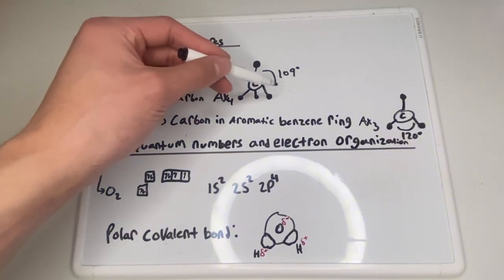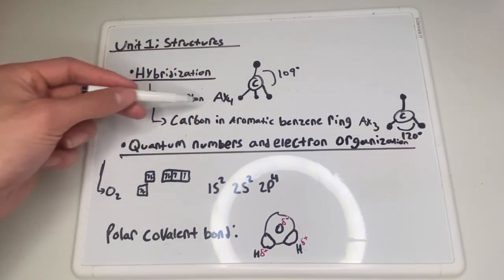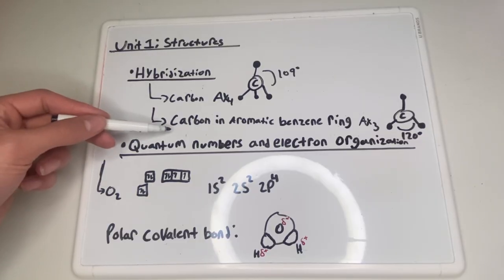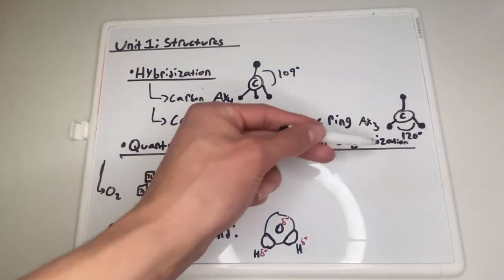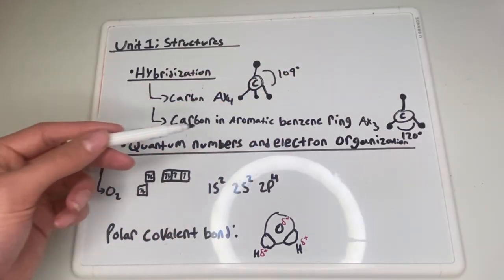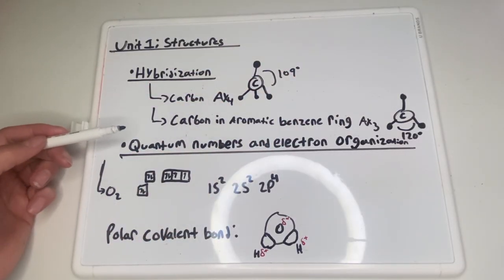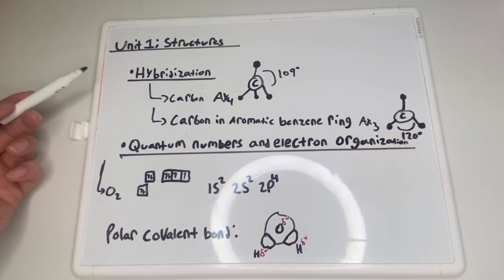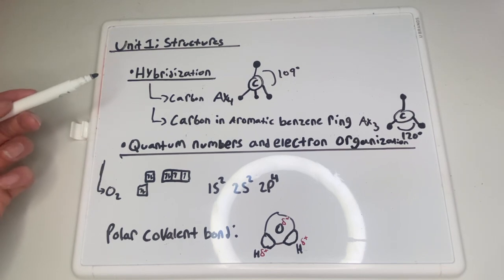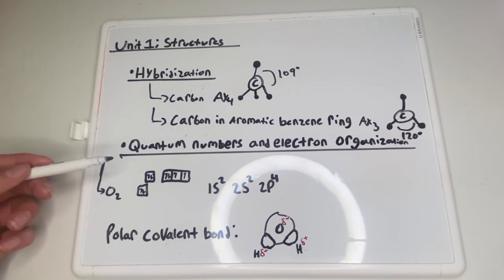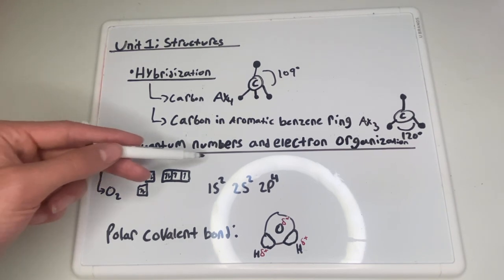Hybridization directly affects morphine's shape, rigidity, and biological activity because receptor binding depends heavily on molecular geometry. Let's move over to quantum numbers and electron organization. The atoms inside morphine contain electrons arranged according to quantum mechanics. An example of this is oxygen.